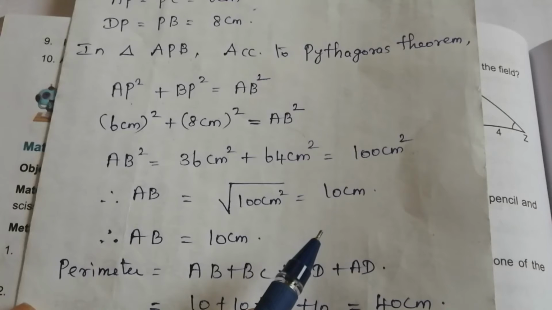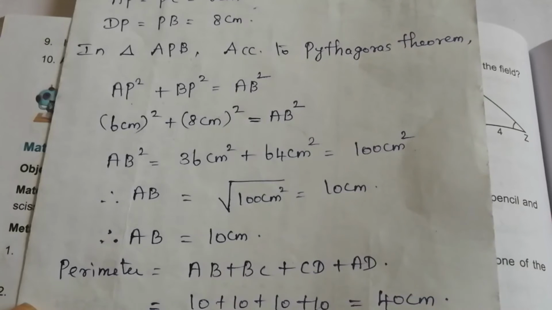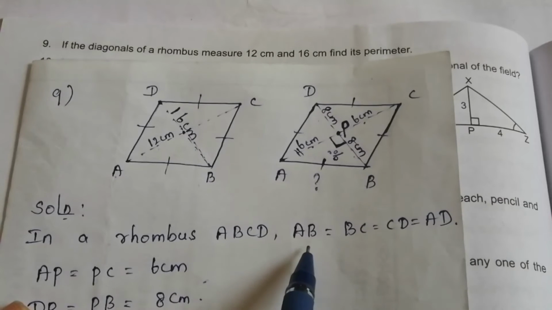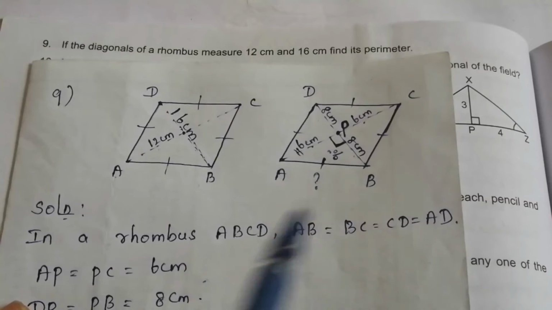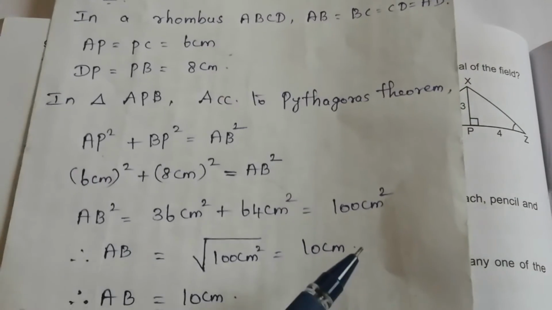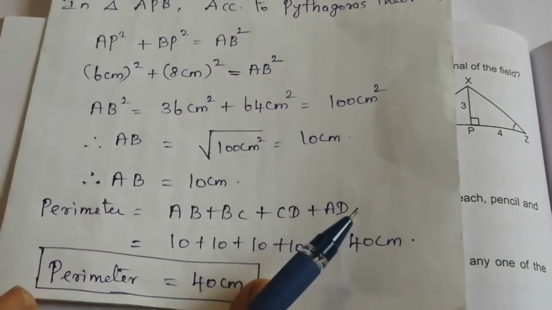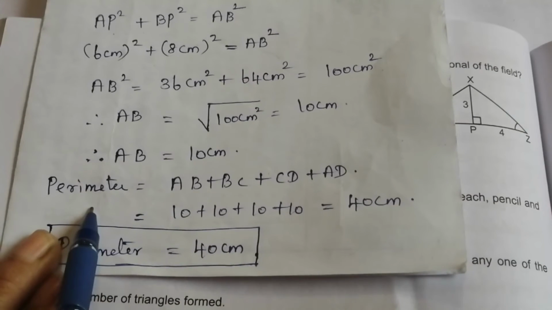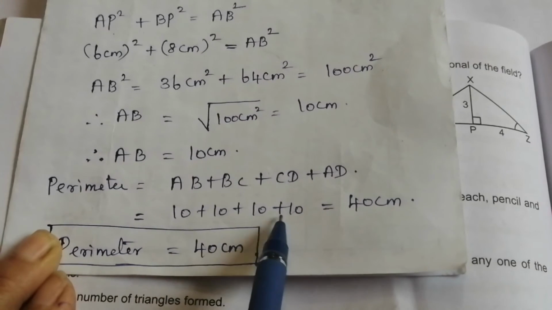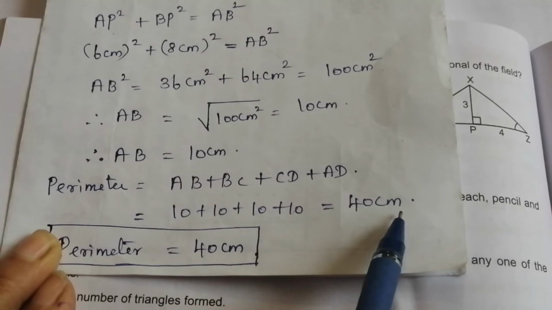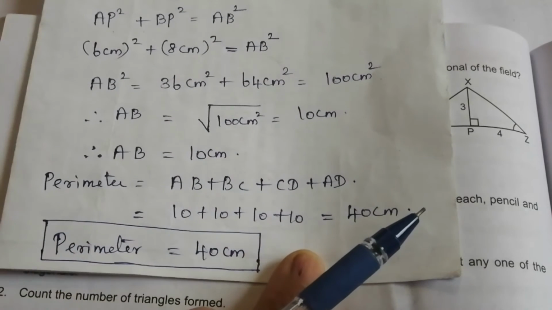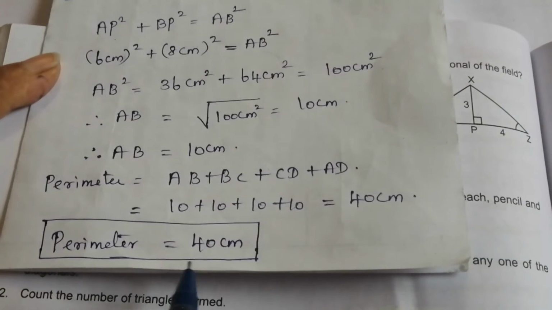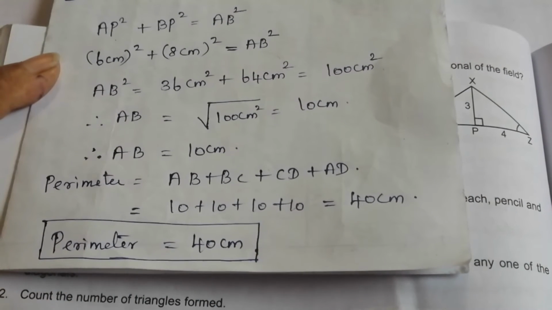And we know perimeter is nothing but addition of all the four sides. We have already written AB equal to BC equal to CD equal to AD. So AB plus BC plus CD plus AD gives the perimeter of the rhombus. 10 plus 10 plus 10 plus 10 equal to 40 centimeter. So perimeter of the rhombus is equal to 40 centimeter.